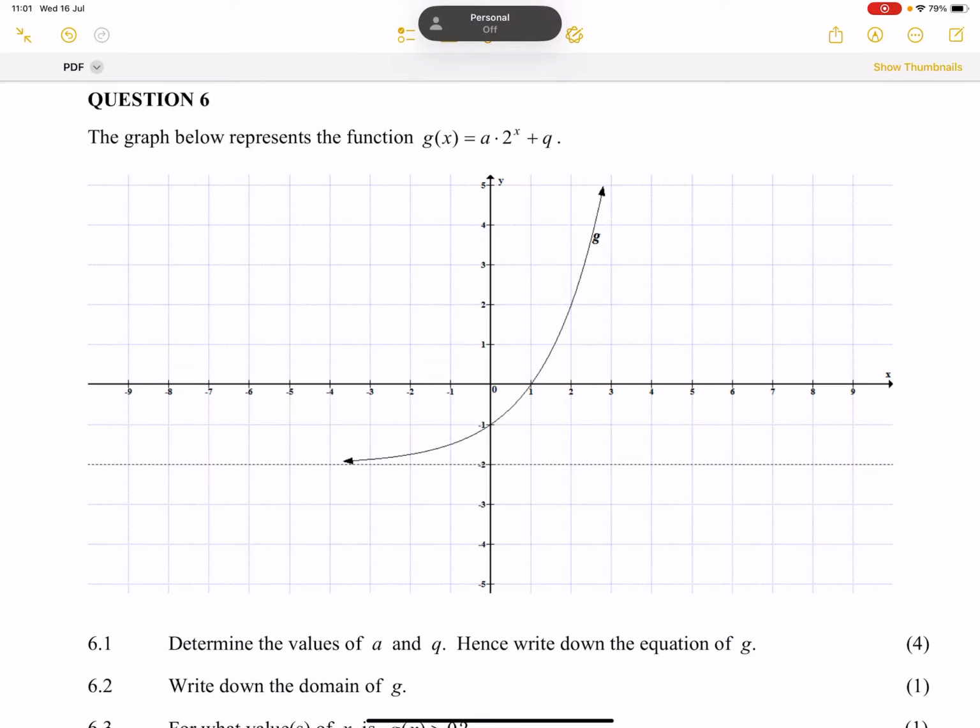All right, so this time we're looking at question 6. Right, let's get right into it.